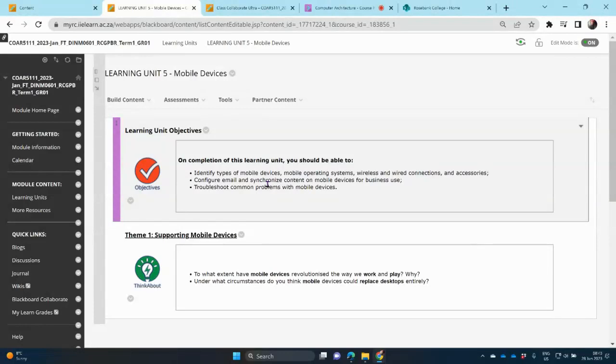When you don't have an internet connection or you don't have Wi-Fi, you'll be able to access that content because you've synchronized. That means updated that information. Whatever is stored on the server is also stored on your local device. That's synchronization. Troubleshoot common problems with mobile devices.